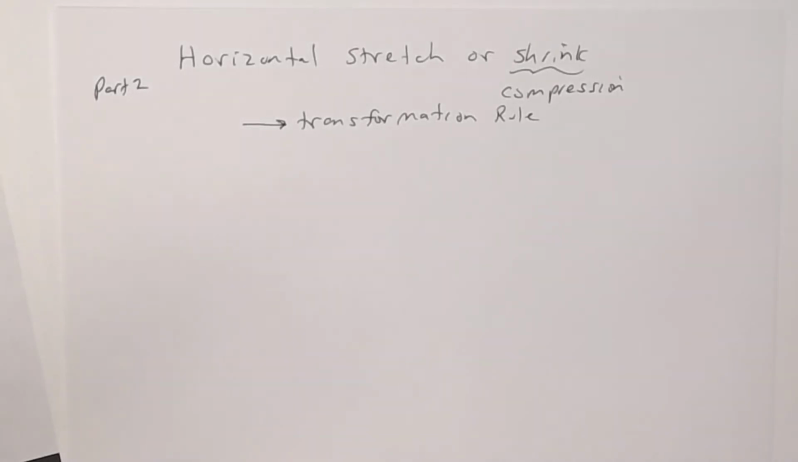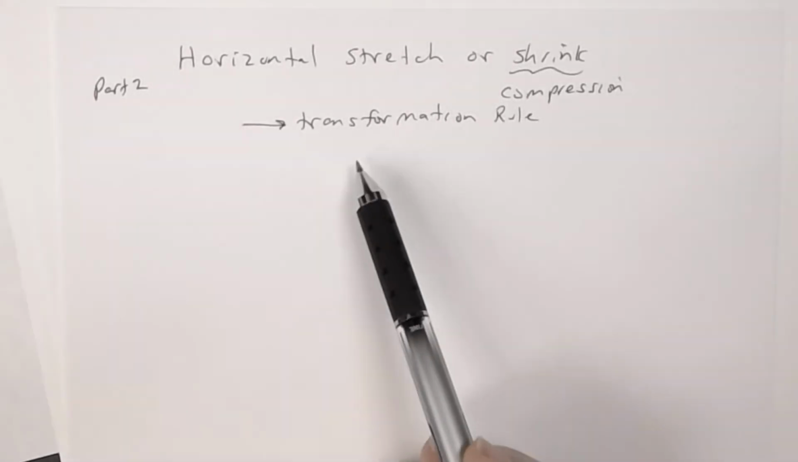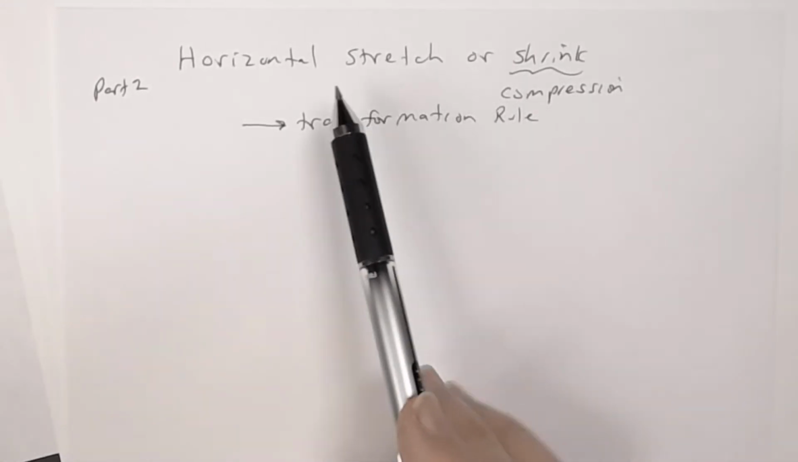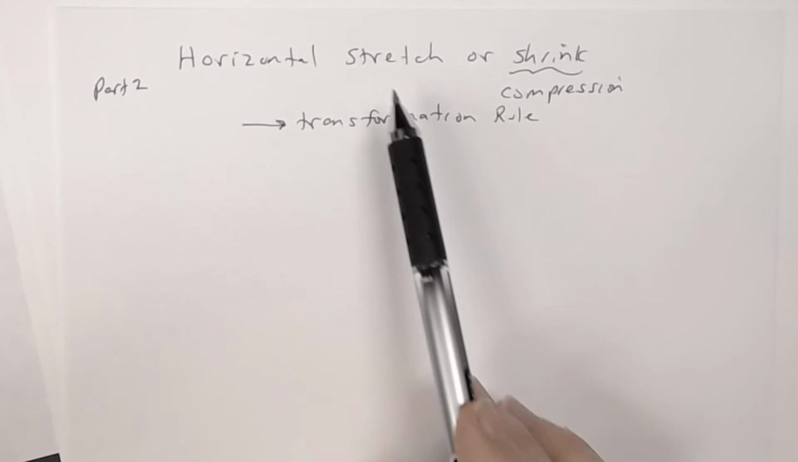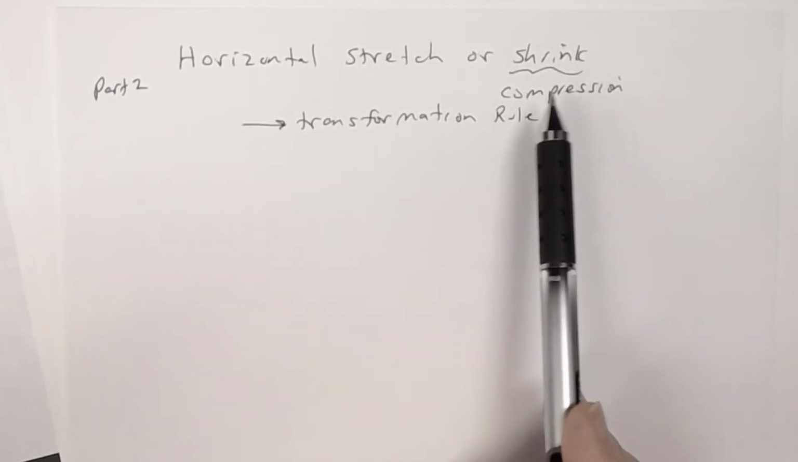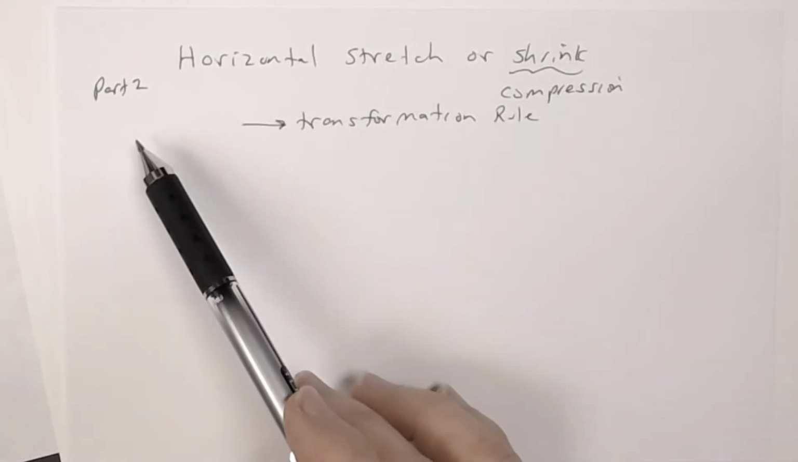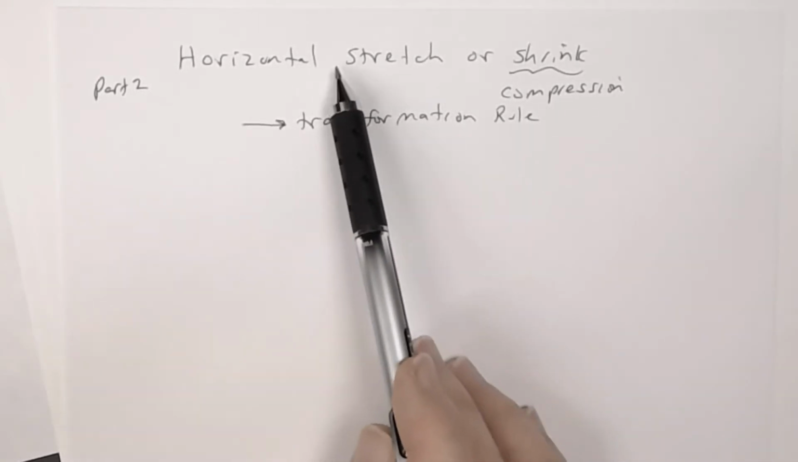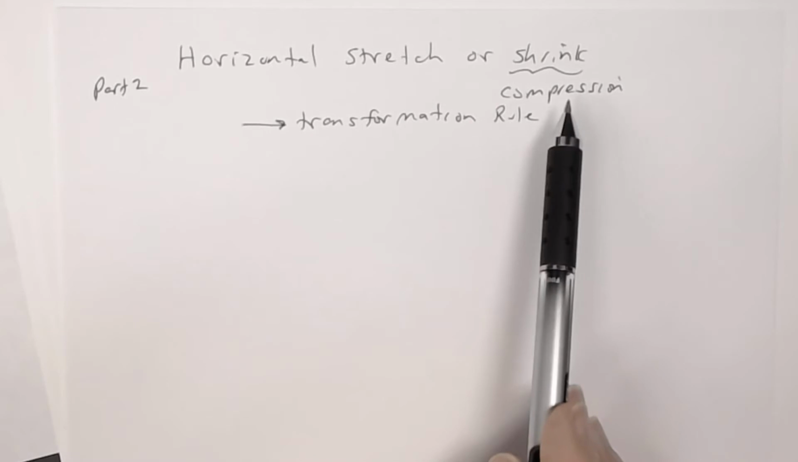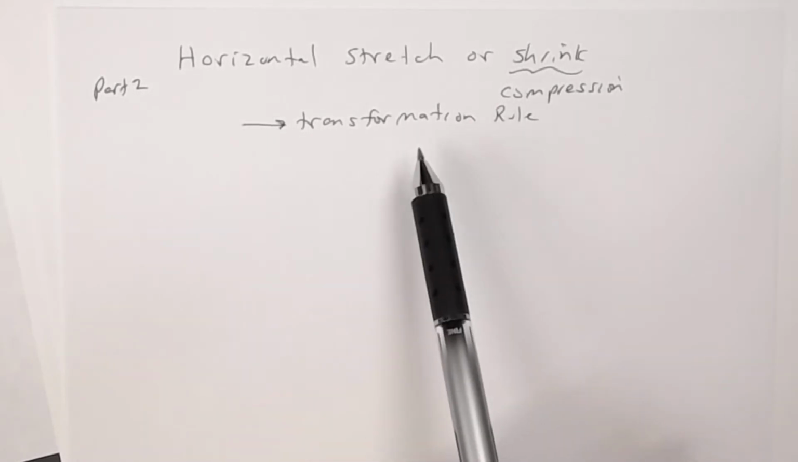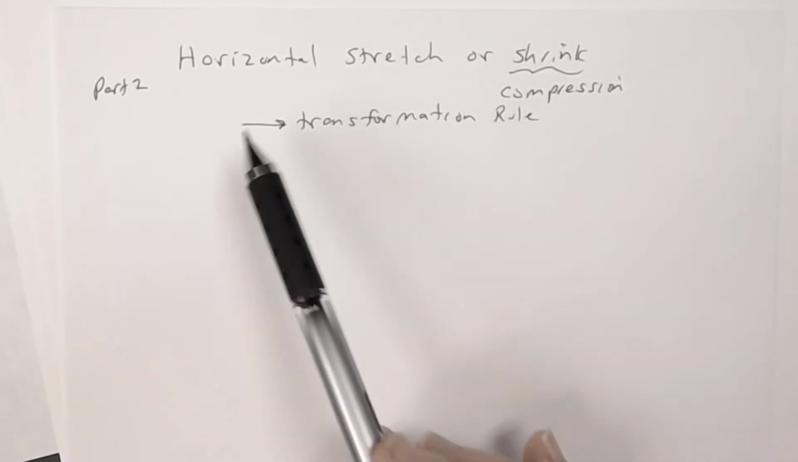This lesson on horizontal stretch and shrink is going to be focused on finding a transformation rule for a horizontal stretch or horizontal shrink. And remember, shrink is sometimes called compression. This is part 2 of our study on horizontal stretch and horizontal compression. And again, our focus here is to come up with a transformation rule for doing this.